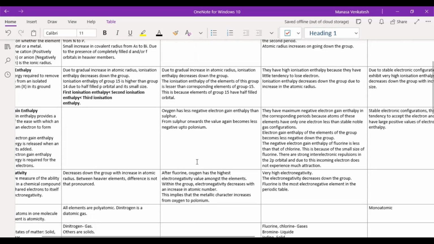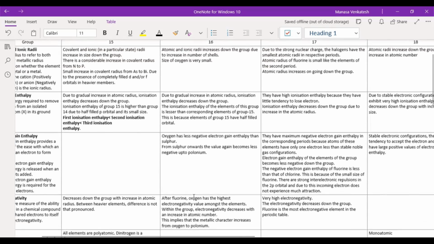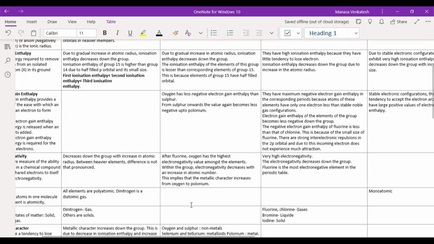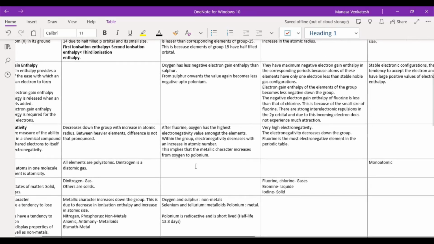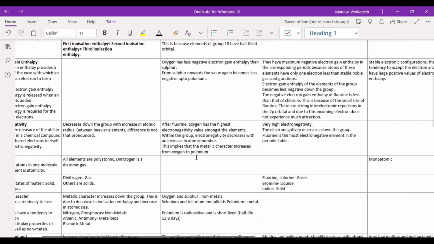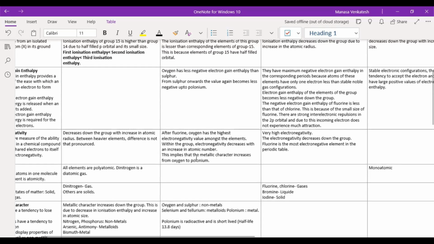Next, in case of our oxygen family, after fluorine, oxygen is the most electronegative. Oxygen is the second most electronegative element in the periodic table. And electronegativity decreases as we go down the group with the increase in the atomic number. Also, this means that the metallic character increases from oxygen to polonium. So metallic character basically implies that an atom has the tendency to lose an electron. So metallic character increases as we go down the group. Obviously it is because of the fact that you have an increase in the atomic radius.